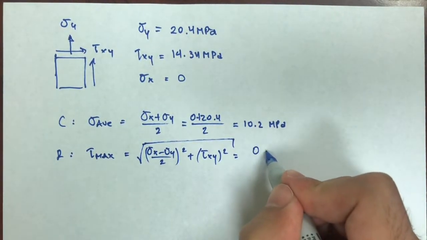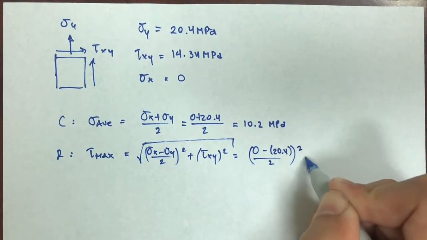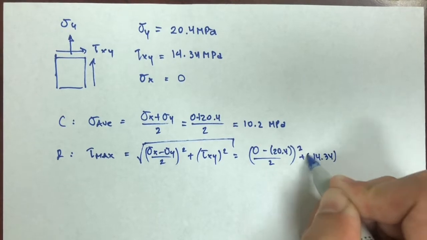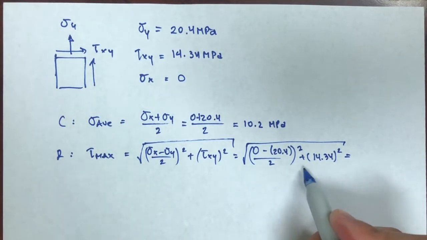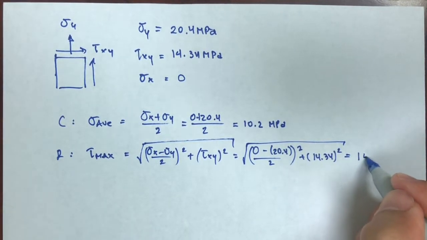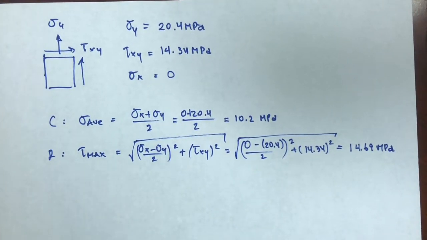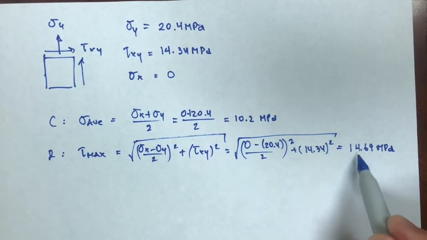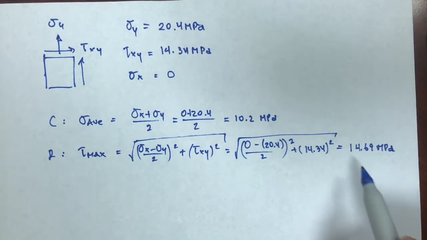So this would be 0 minus 20.4 over 2 squared plus 14.34 squared, and square root of that. So this is negative, but it's squared, so it doesn't matter. And I end up with a radius of 14.69 megapascals, right? So what I just said is we don't really need the Mohr circle. With these two values, I would know that my tau max is 14.69, and I would compare that to the shearing strength, the property of the material, and see if it's higher or lower than this, to see if the pipe is failing.